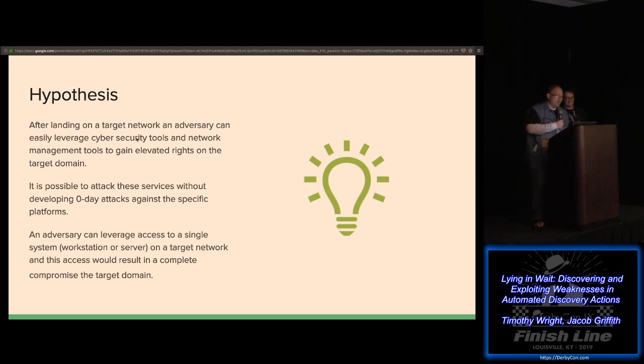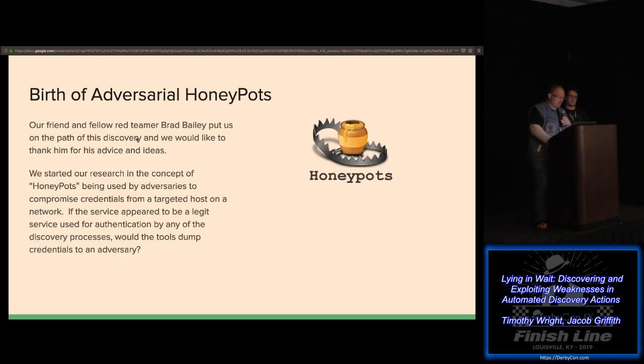All right. So the hypothesis. After landing on a target network, an adversary can easily leverage cybersecurity tools and network management tools to gain elevated rights on the target domain. It is possible to attack these services without developing a zero-day attack against specific platforms. An adversary can leverage access to a single system, workstation, or server on a target network, and then access would result in a complete compromise of the target domain. So this is what we are attempting to prove with our research.